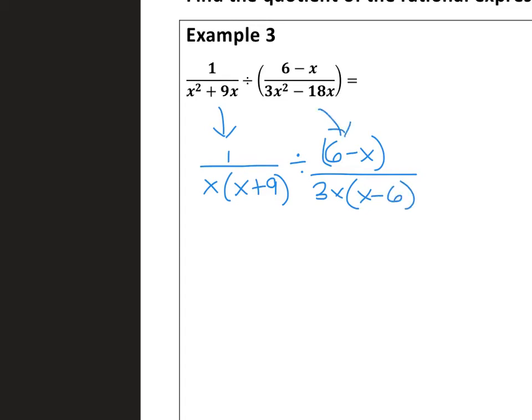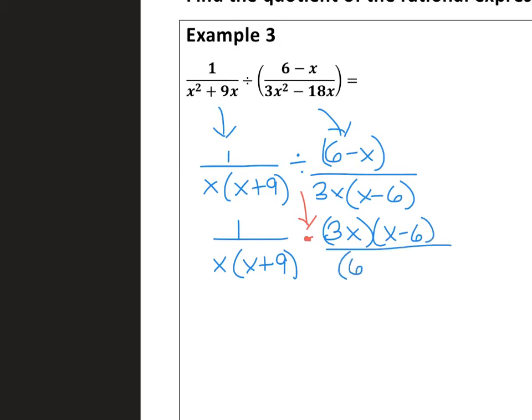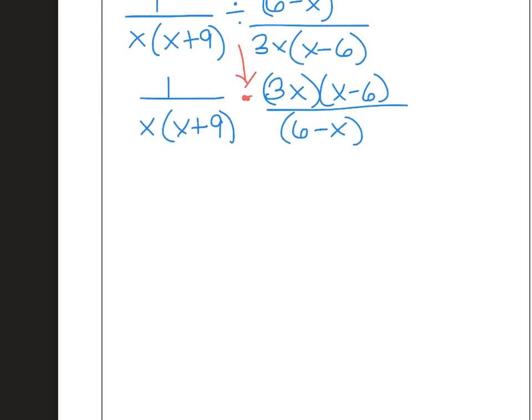Now let's go ahead and change our division into multiplication. I'm going to just point that out here so that people can see it. And then I'm going to take the reciprocal of the divisor. So the 3x times x minus 6 is now in the numerator, and the 6 minus x is now in the denominator. And now I'm going to get everything together in the numerator, kind of written out as factors.